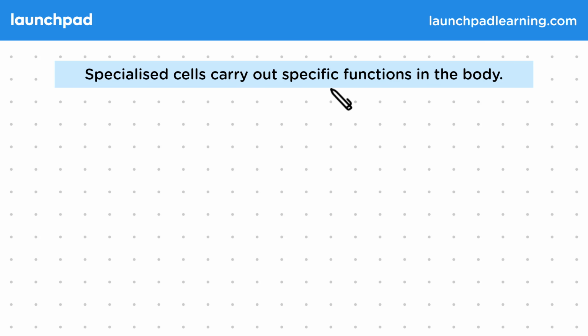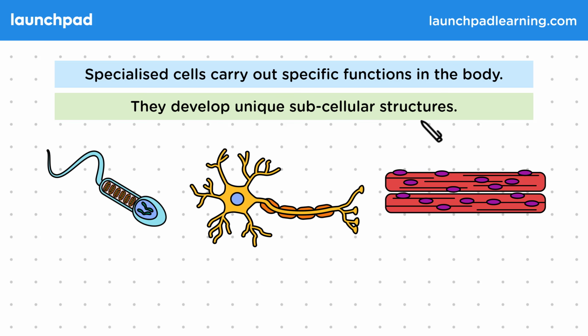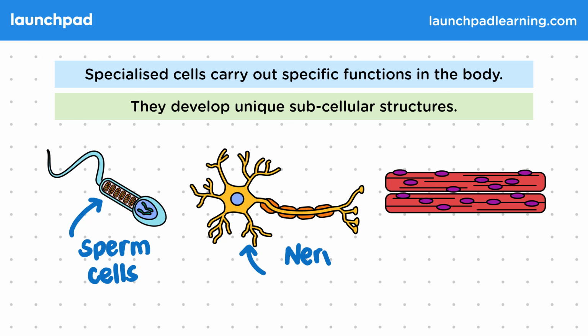Specialised cells carry out specific functions in the body. They develop unique subcellular structures. Eukaryotic organisms like us are made up of many specialised cells. For example, there are sperm cells, nerve cells, and also muscle cells.